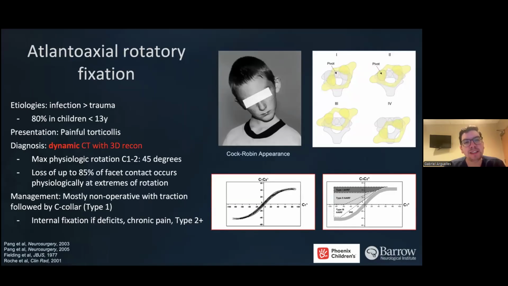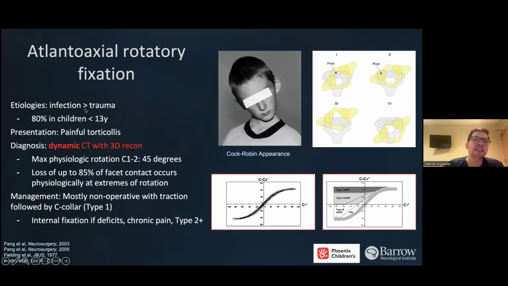Next one, instead of translational subluxation at C1-2, is rotatory fixation. This is termed different things in different papers, sometimes used interchangeably. Rotatory fixation is when it's fixed in this rotated pattern. You can also have rotatory subluxation. So it's just termed different things. It's all talking about the same entity in general.